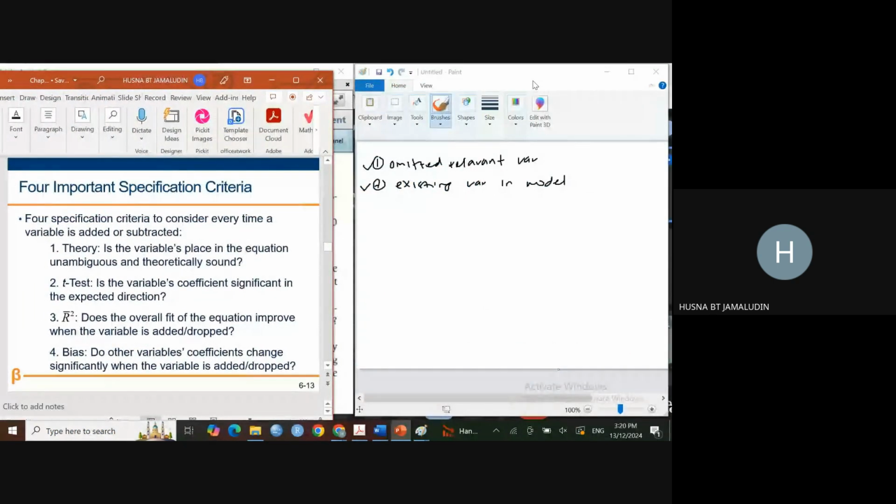criteria, I think it's better for me to write down. So the first criteria is theory. Second, t-test. So t-test should be following the expected sign and should be significant. Okay, number 3, R bar square, whether R bar square increase or decrease. Number 4, bias, whether it introduce a bias when you drop or add the variable. Okay, now.